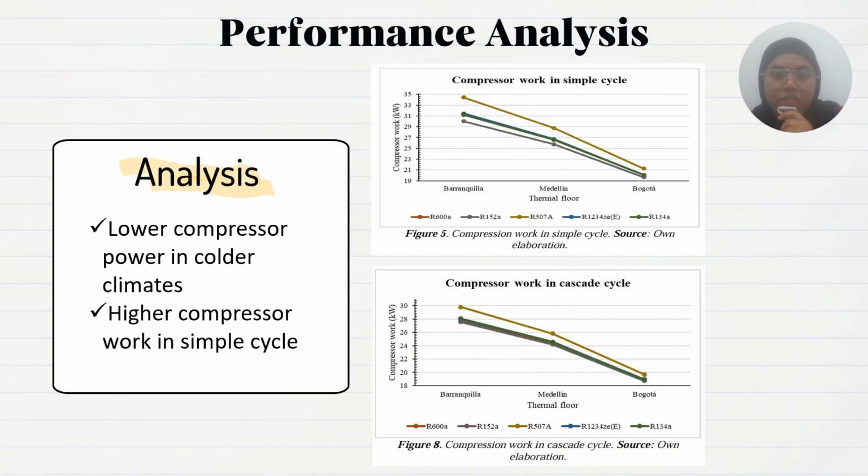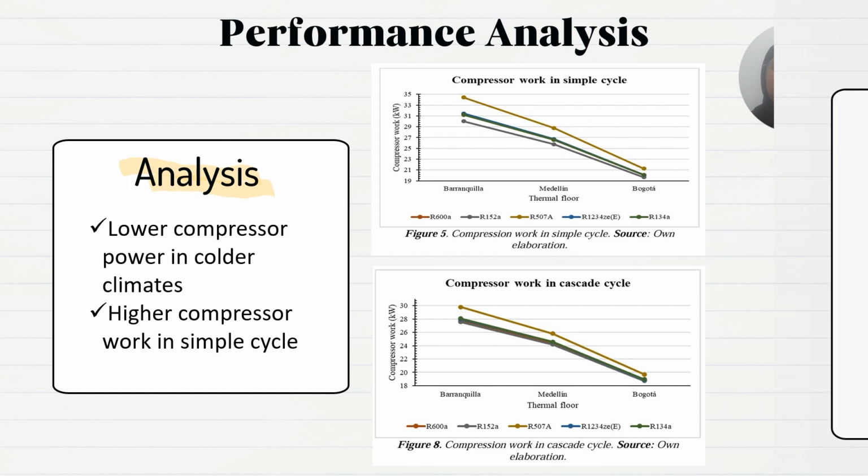For the next point is the comparison of the compressor work in simple cycle with compressor work in cascade cycle. In colder climates, the heat load that the refrigeration system must manage is usually lower. This results in higher COP refrigerant and lower compressor power consumption, since the system does not have to work as hard to extract heat from the area that needs to be cooled. Besides, simple refrigeration cycle has a higher compression work compared to cascade refrigeration cycle.